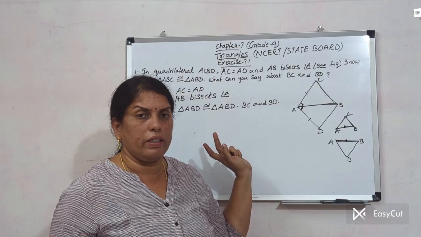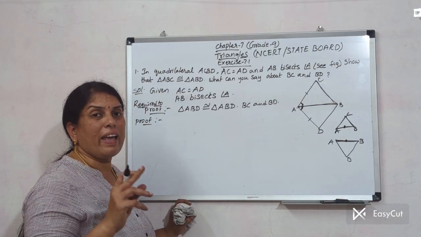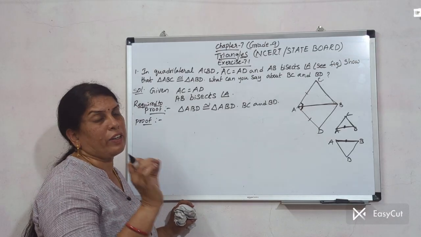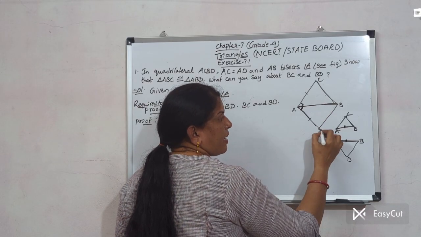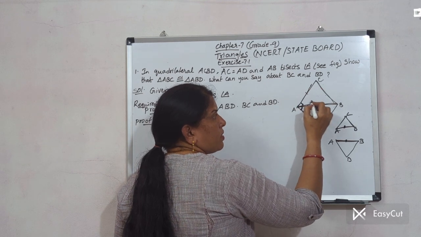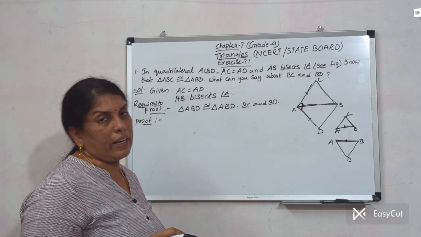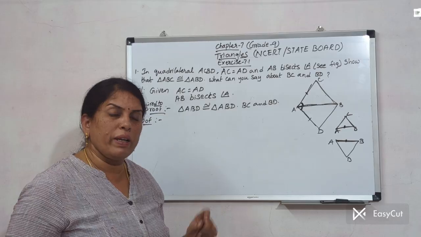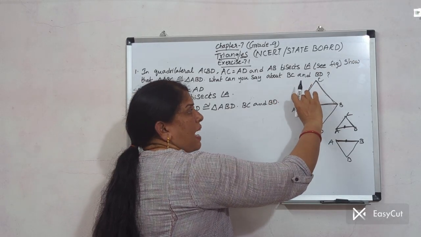One side is common. These two sides are equal. One angle is equal. So what is the meaning of this? According to SAS, side angle side. I told you, the two sides and the included angle. See here, in this triangle, this side and this side, this angle. In the other, this side and this side, this angle. According to the SAS congruency criterion, these two triangles are said to be congruent. Why? Because two sides and the included angle between them are equal.